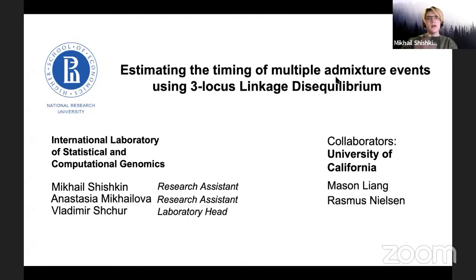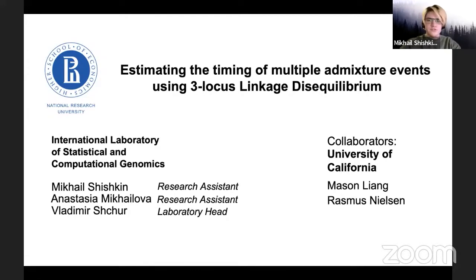Okay. So yeah, I want to talk about the method that we developed in our laboratory, the method for estimating the timing of multiple admixture events based on 3 locus linkage disequilibrium. Estimating admixture histories is crucial for understanding the genetic diversity we see in present-day populations. There are many methods for inferring the presence of admixture and admixture proportions.